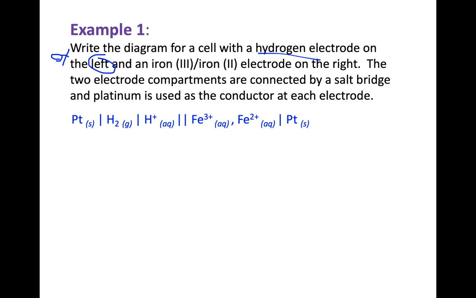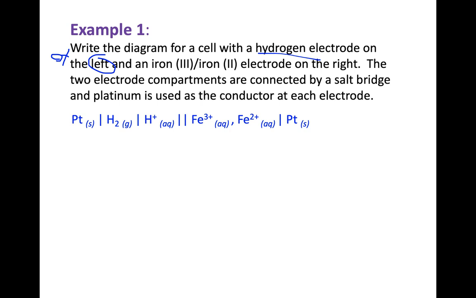So my cell diagram also goes left to right. First, we write what is the electrode. So in this case, it's a platinum. Then we write what's going on. So we've got H plus in solution and H2 gas in our hydrogen electrode. We have a line there because there's a phase difference between gas and aqueous.